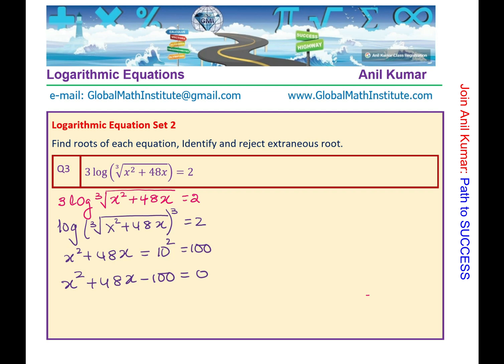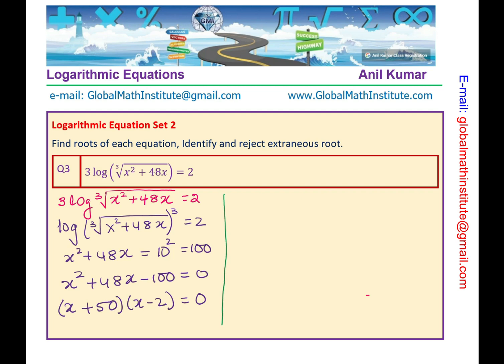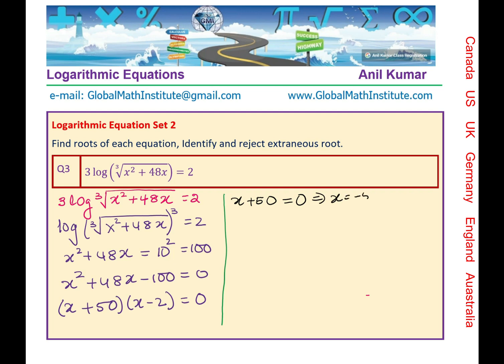Now, to factor, we can have 50 times 2 as 100. So we could write this with 50 positive and 2 negative. Correct. So that gives us two different solutions. For x plus 50 equals 0, we get x equals minus 50. And for x minus 2 equals 0, we get x equals 2.